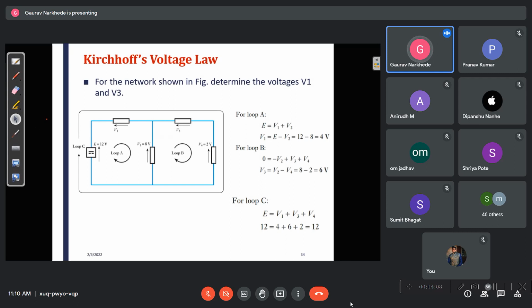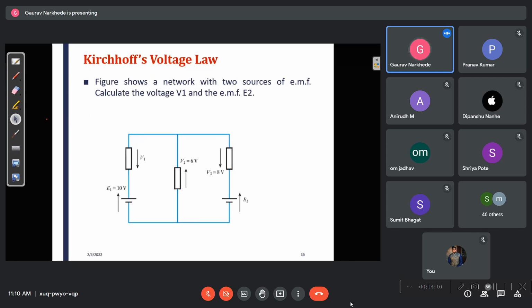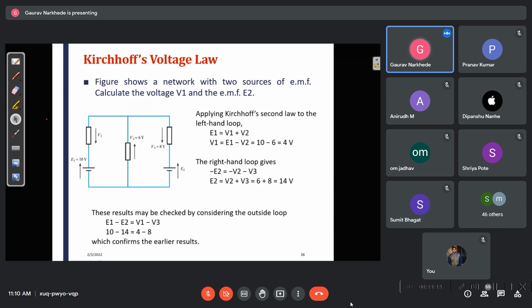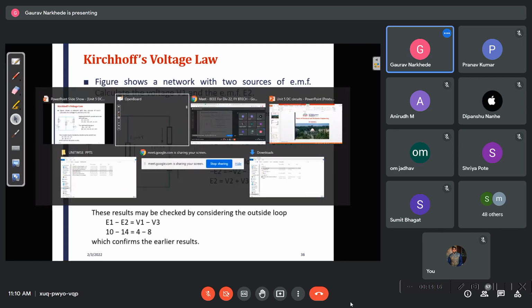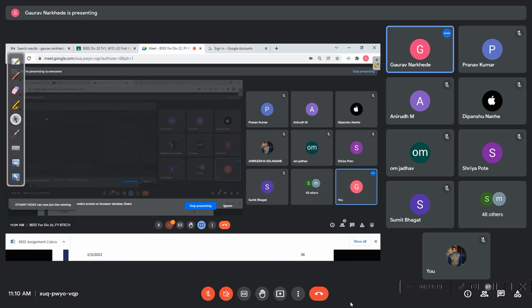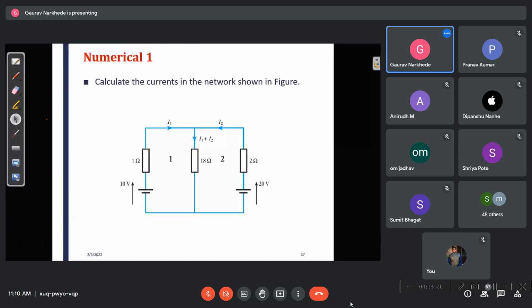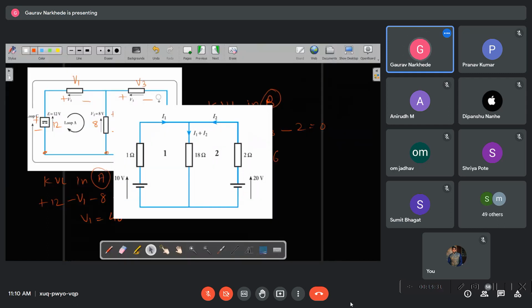So this is an application of Kirchhoff's voltage law. Simple, right? Okay. Now you can solve this. Can you find the current in the given network? Can we find the current in the given network, right? So let me solve this problem also for you.